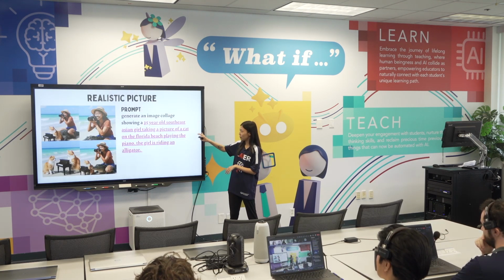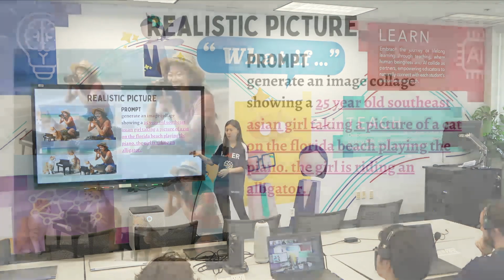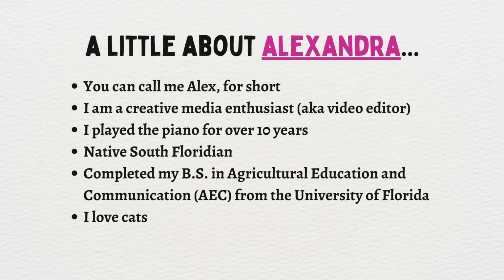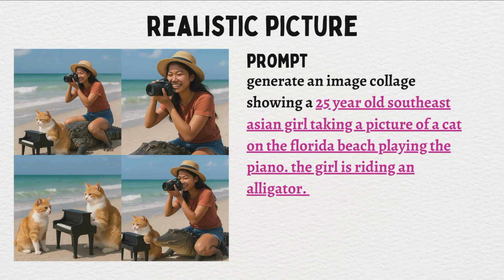In this prompt, I've tried to include all the bullet points that I've mentioned, just to make it a little bit more interesting. The prompt here reads, generate an image collage showing a 25-year-old Southeast Asian girl taking a picture of a cat on the beach, on the Florida beach, playing the piano. The girl is riding an alligator. So I've tried to include a lot of my interests from this slide. The camera's there, the cat's there, the piano's there, the beach, and the alligator from my alma mater. So I think it did a great job, making things turn out in a very funny way.